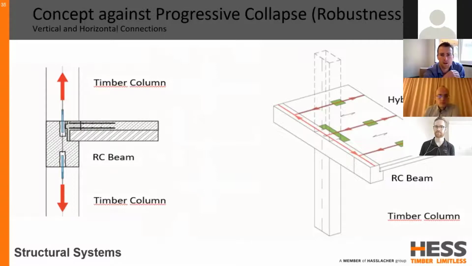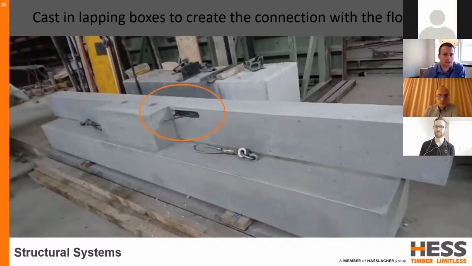to create a horizontal tension connection between the edge beams and the floors, as well as a vertical tension pathway between the columns vertically through the height. So the horizontal connection was made through a series of cast-in lapping boxes in the precast edge beams. So here you can see a close-up detail of these boxes.